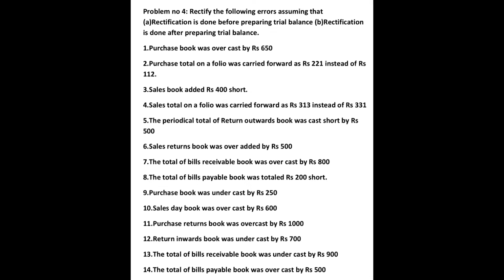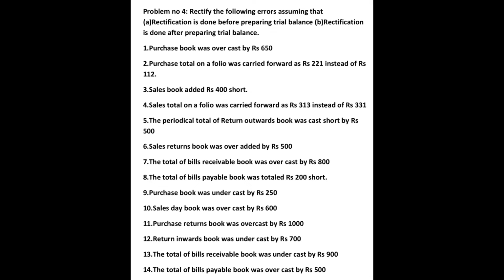3. Sales book added 400 rupees short. 4. Sales total on a folio was carried forward as 313 rupees instead of 331 rupees. Fifth, the periodic total of purchases returns book was cast short by 500 rupees. Sixth, sales returns book was overadded by 500 rupees. 7. The total of bills receivable book was overcast by 800 rupees.